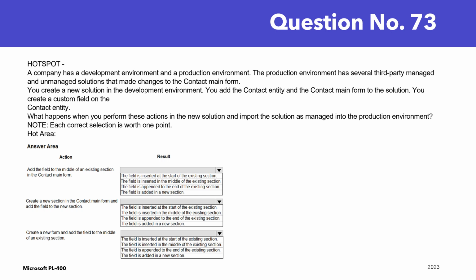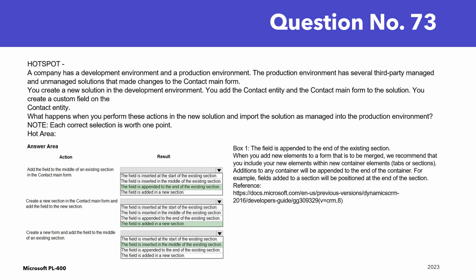A company has a development environment and a production environment. The production environment has several third-party managed and unmanaged solutions that made changes to the contact main form. You create a new solution in the development environment. You add the contact entity and the contact main form to the solution. You create a custom field on the contact entity. What happens when you perform these actions in the new solution and import the solution as managed into the production environment? Note, each correct selection is worth 1 point.